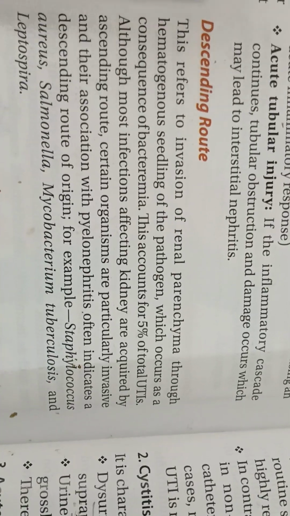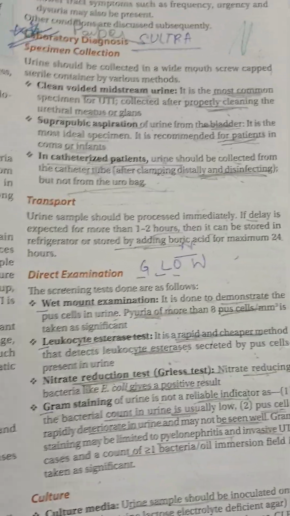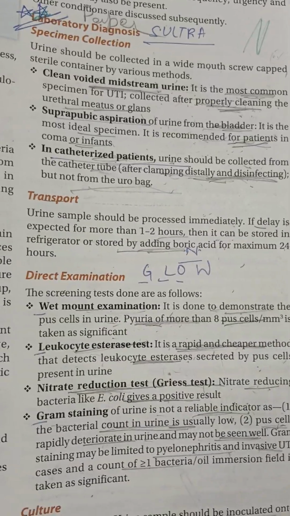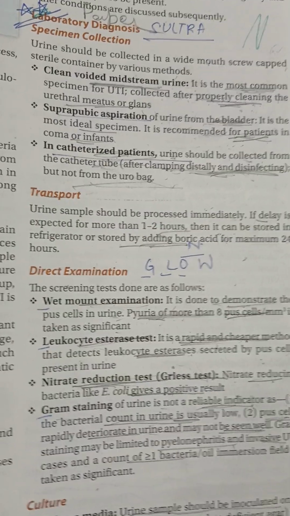Then laboratory diagnosis is the second question. This is the first question, which was pathogenesis. Next question, laboratory diagnosis. See, it is clean voided midstream urine, suprapubic aspiration, and in catheterized patients.